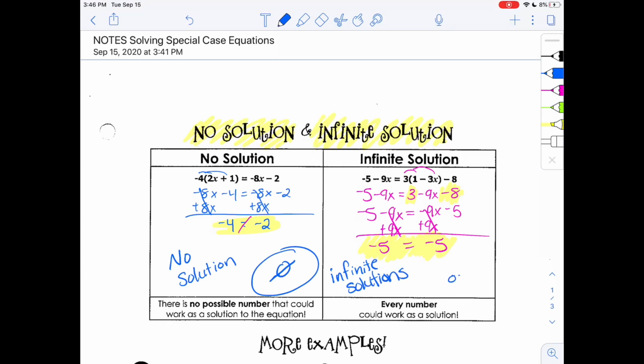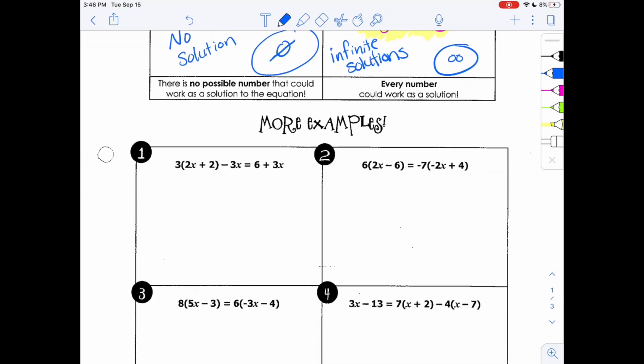And the way we denote this is with the infinity sign. This means every single number that you can think of, if we substitute it in for x, would result in a true equation. Let's take a look at a few examples.